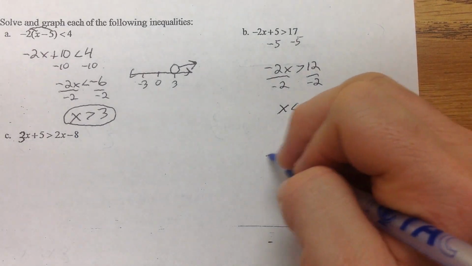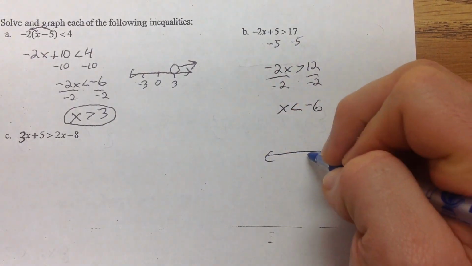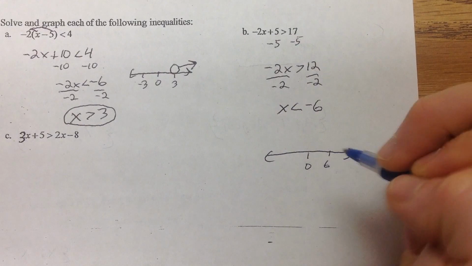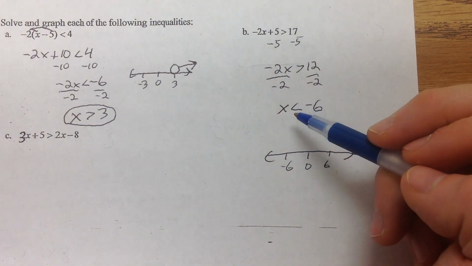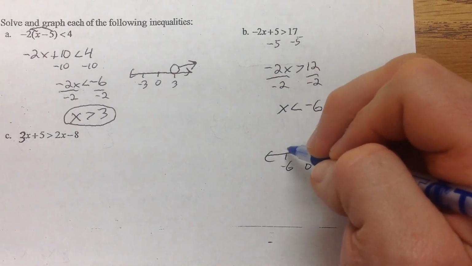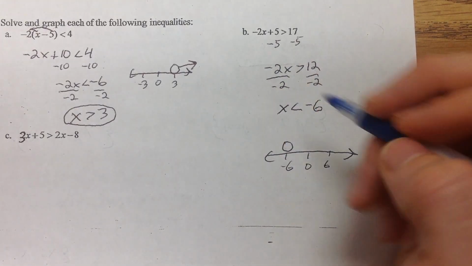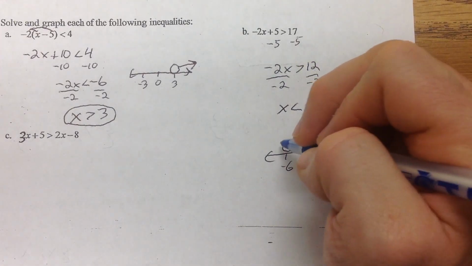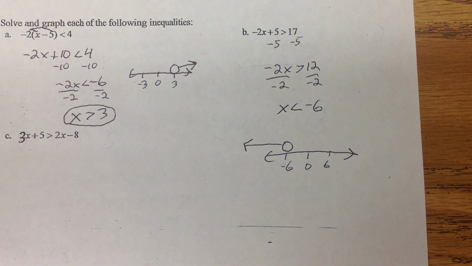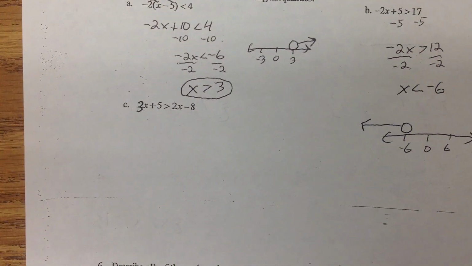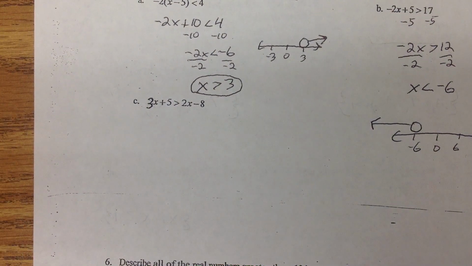All right, if we're going to make our graph, just a quick sketch here. There's 0, there's 6, there's negative 6. All right, again, no equal sign, so we're looking at an open circle. And then it says less than negative 6, so that puts us off to the left here. We want all the numbers that are smaller than negative 6. Okay. One more here to solve.